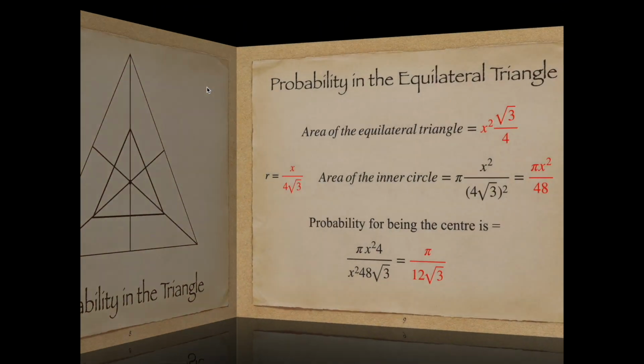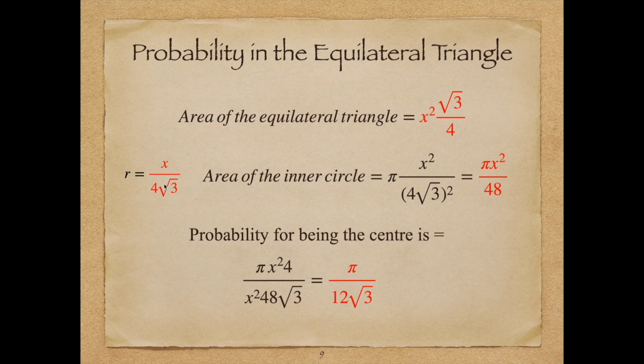Now let's solve the equation. So our radius is x by 4 root 3 and let's calculate the area of the inner circle, and we will get pi x squared by 48 as our area of the inner circle. Now let's divide this area by the equilateral triangle's area, which is x squared root 3 by 4. So we got our final answer as pi by 12 root 3 for the probability of that point being near the center of the triangle. And for the circumference, we can just simply subtract this pi by 12 root 3 from 1.